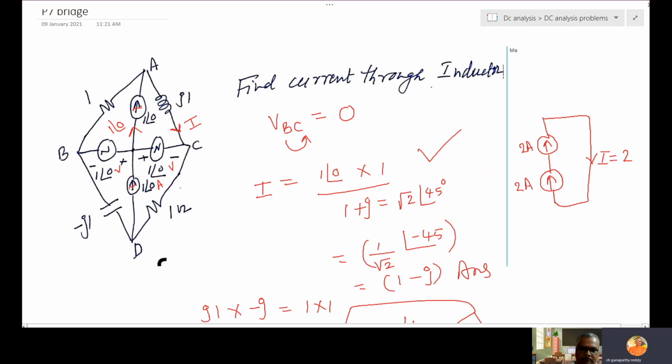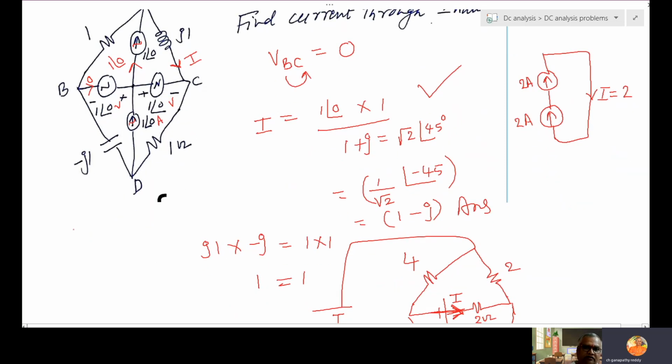The cross products are equal. If you think the bridge is balanced, what is the current here? 0. If this current is 0, then what is the total current flowing from D to A? 1 angle 0 only. So this 1 angle 0 divides between the 1 minus j branch and the total, 1 minus j by 1 minus j plus 1 plus j. So minus j plus j cancel, and again you will get the same answer.